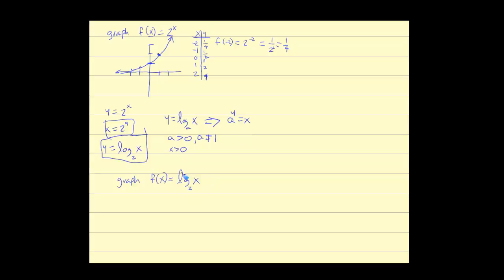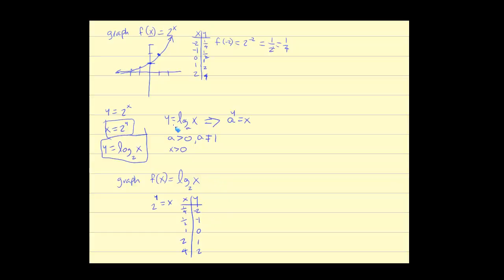So we can graph this function here by converting it back to its exponent form and then putting numbers in for y, like minus 2, minus 1, 0, 1, and 2. And then figuring out what x is. Well, 2 to the minus 2 is a fourth. 2 to the minus 1 is a half. 2 to the 0 is 1. 2 to the 1 is 2. And 2 to the 2 is 4.